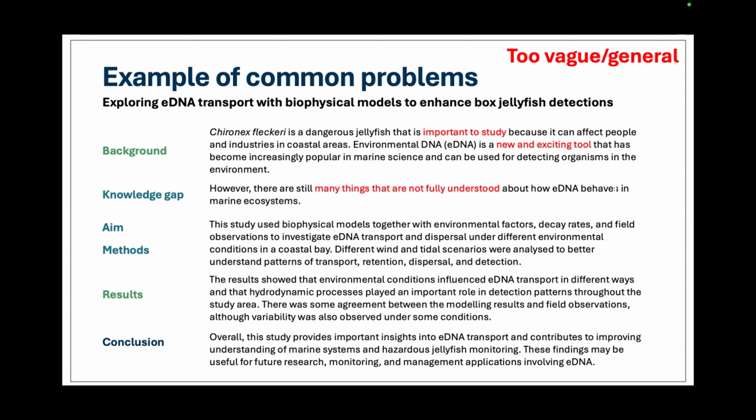Things that are highlighted in red are too vague or general. Phrases like "important to study" or "many things that are not fully understood" don't really tell the reader anything specific. They're quite general and they don't really have a place here in the abstract. A good abstract should make the reader understand exactly what was found or what you're doing. So specificity is almost always better than being too general or trying to sound complicated.